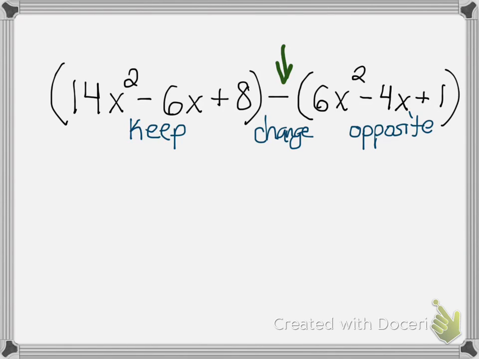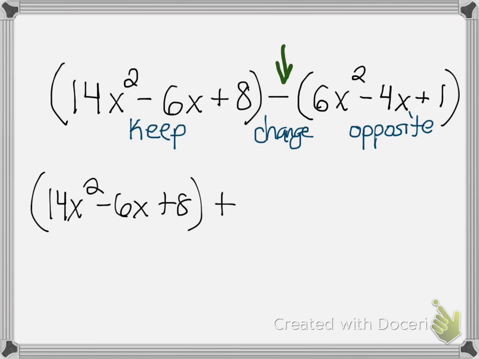So I'm keeping all of this the same: 14x squared minus 6x plus 8. Change that to a plus sign. And then opposite. What I mean when I say opposite is that if it's positive, you're going to change it to a negative. If it's negative, change it to a positive.